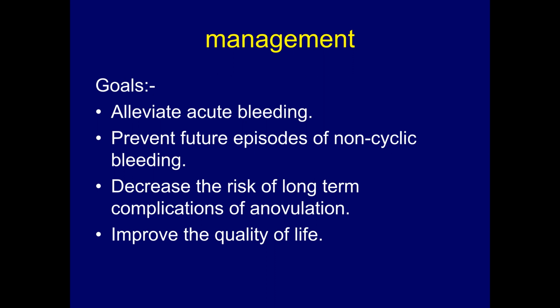Right. That's one. Two, decrease the risk of long-term complications. So we want to be sure she does not have an acute bleed, which leads to blood transfusion and anemia. We want to improve her life quality by preventing future episodes of non-cyclic bleeding. We would like to decrease the risk of long-term complications of the anovulation, like unopposed estrogen. And this unopposed estrogen will lead to hyperplasia and cancer. So we have to reduce it. So at the end, we reduce her health risk and at the same time improve her life quality.